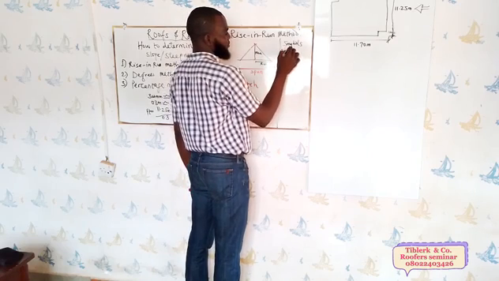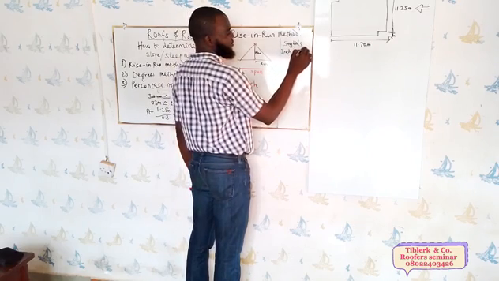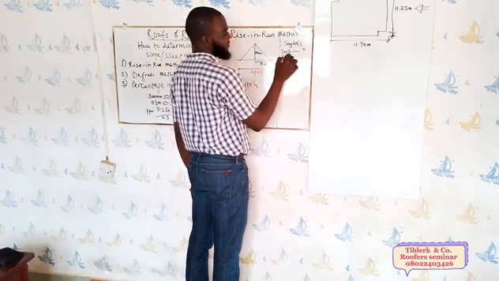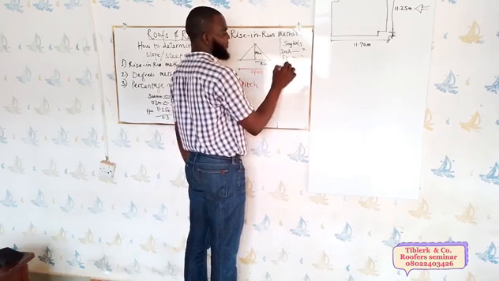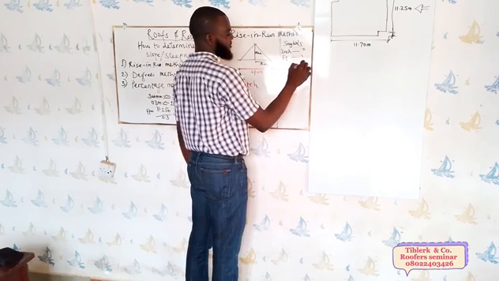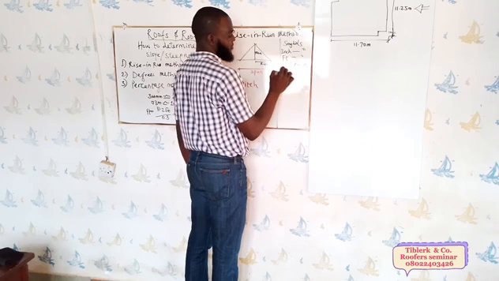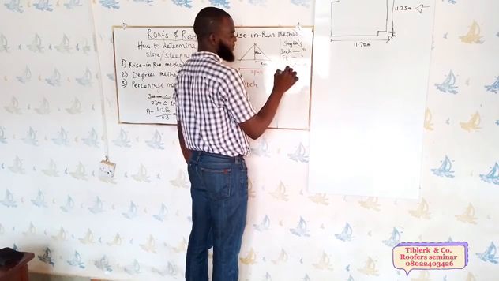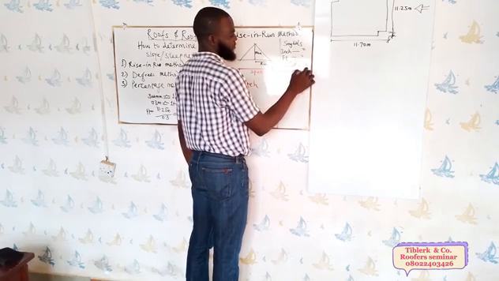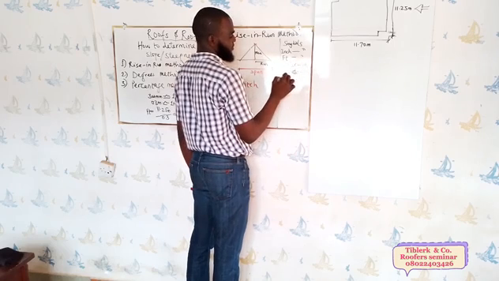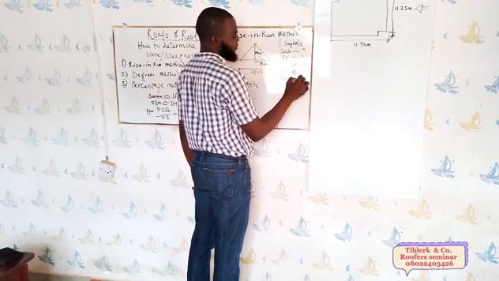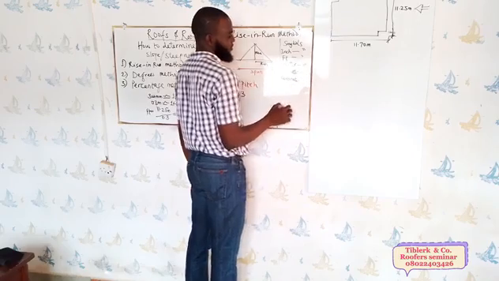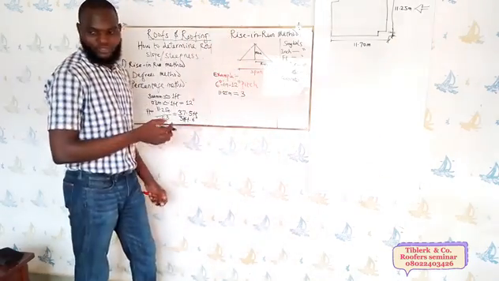Inch is symbolized as this. Feet is symbolized as just this. Meter has this symbol. Millimeter has this symbol, mm. Centimeter has this symbol, cm. These are the figures we need.